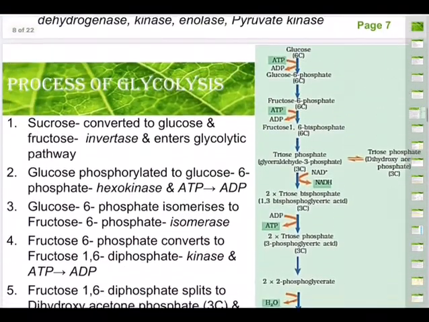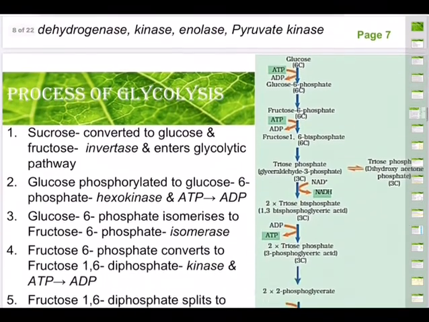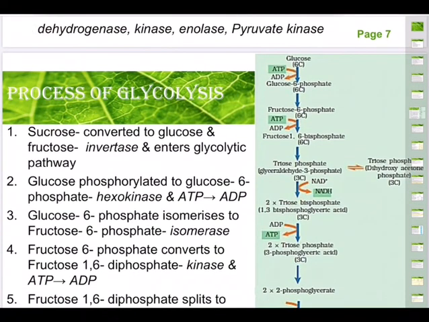So phosphoenol pyruvate then forms pyruvic acid, and pyruvate kinase is the enzyme involved.